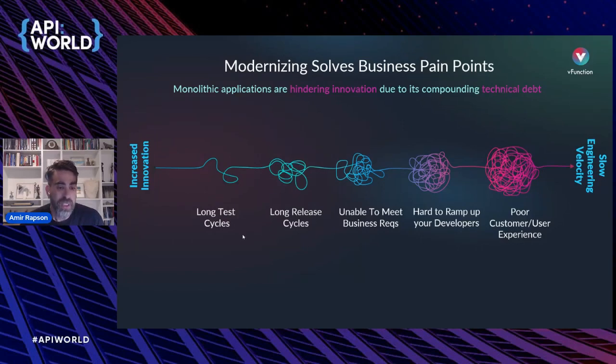These pain points are with an application. You start with having long test cycles, which lead to long release cycles. It means that you're not able to meet your business requirements. You're not able to innovate fast enough. As the application becomes more and more complex, it's hard to ramp up your developers. For instance, we've seen companies where the application has gotten so big that it takes about a year to ramp up a new developer. And at that time, developer satisfaction is not so high, so they end up staying for about 2 years. It means that out of these 2 years they spent in the company, a full year was used only to ramp them up. And that's, of course, frustrating and a business pain point.